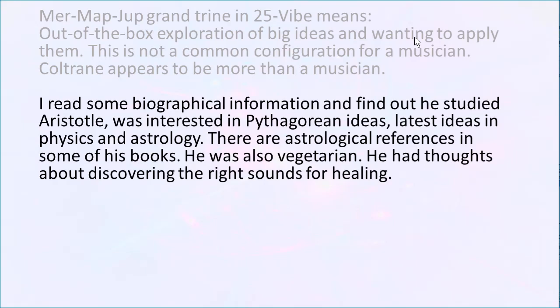Coltrane studied Aristotle. He was interested in Pythagorean ideas. He studied the latest ideas in physics. He also studied astrology. Some of his musical pieces have astrological terminology in them. So there are astrological references in some of his works. He also happened to be vegetarian. So he was seriously pursuing a Pythagorean dream.